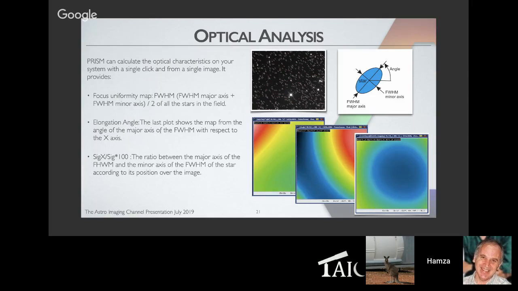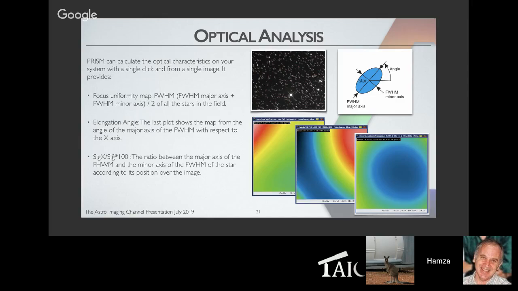The elongation angle, this is the plot that shows you a map of the angle of the major axis of the full width half maximum with respect to the x-axis, or this one over here. This is how the elongation of all the stars is displayed. And you can play with these settings to exactly match the color coding you want, to help you better understand what the deficiencies are in your image.